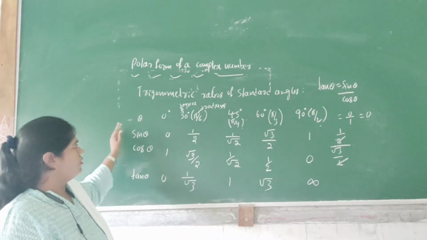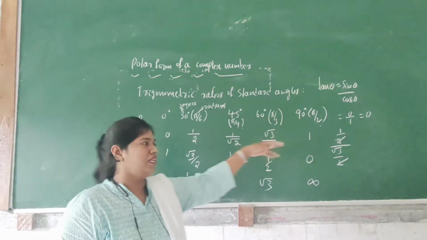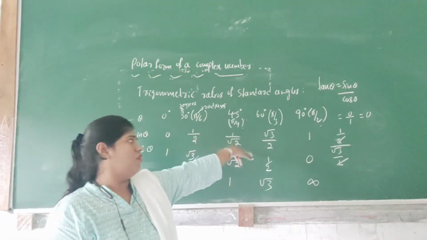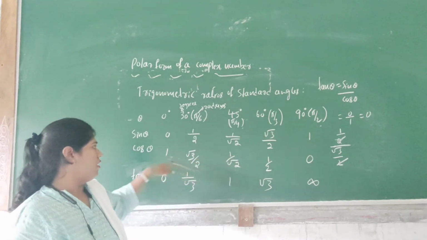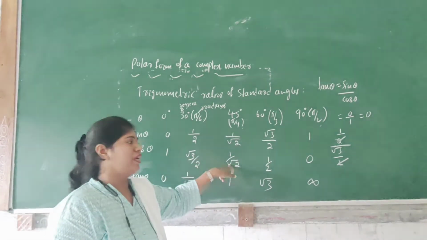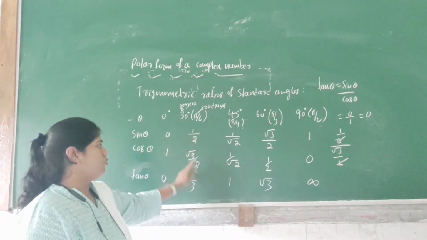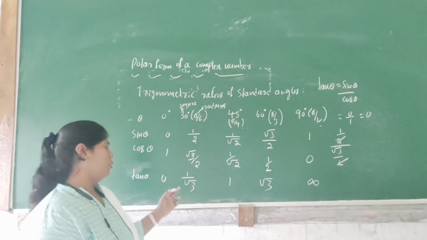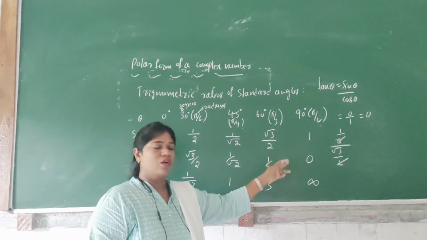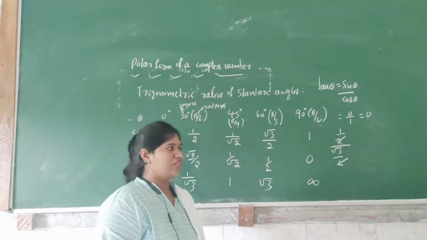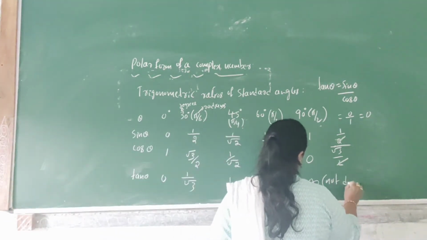You understood this? 0, 30 degree, 45 degree, 60 degree, 90 degree. So 0, 1 by 2, 1 by root 2, root 3 by 2, 1. For writing cos theta values, reverse order: 1, root 3 by 2, 1 by root 2, 1 by 2, 0. So dividing 0 by 1, 1 by 2, root 3 by 2, the 2 gets cancelled, 1 by root 3. These two cancel, 1, the 2 cancels, root 3, 1 by 0 is infinity. Not defined, it does not exist.